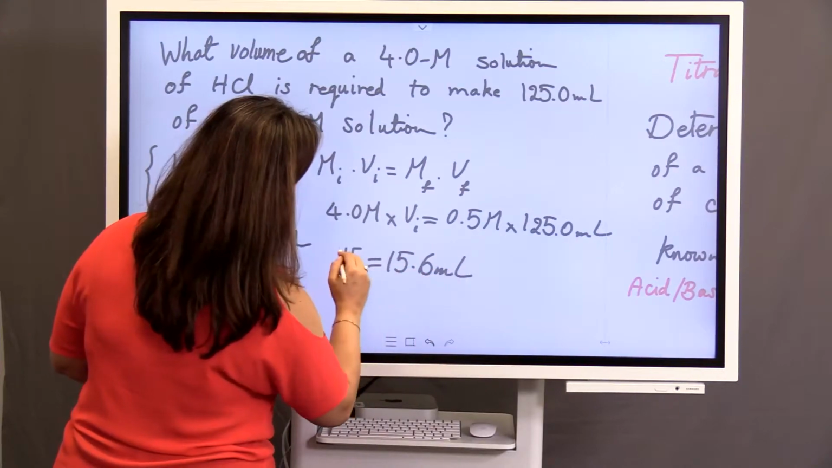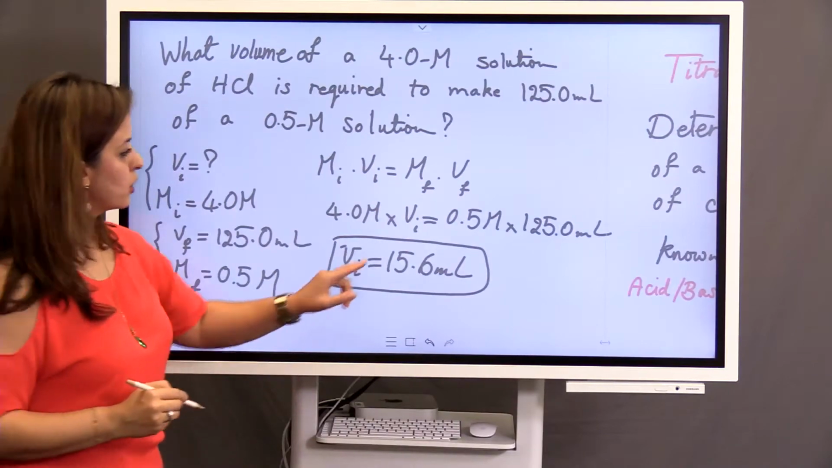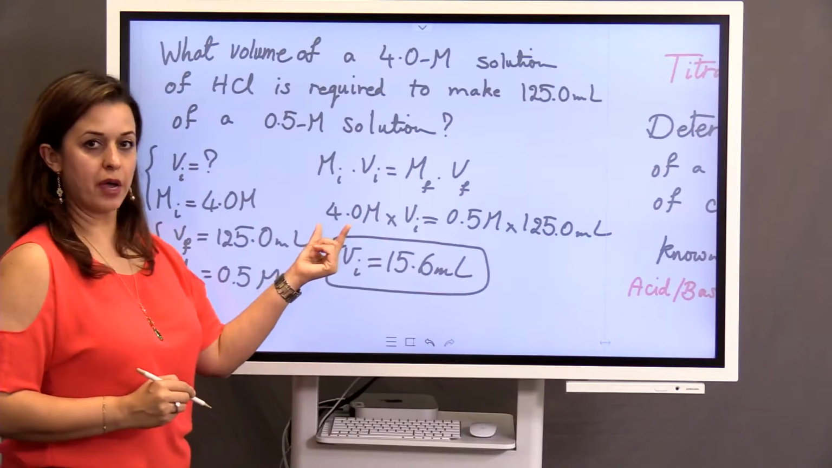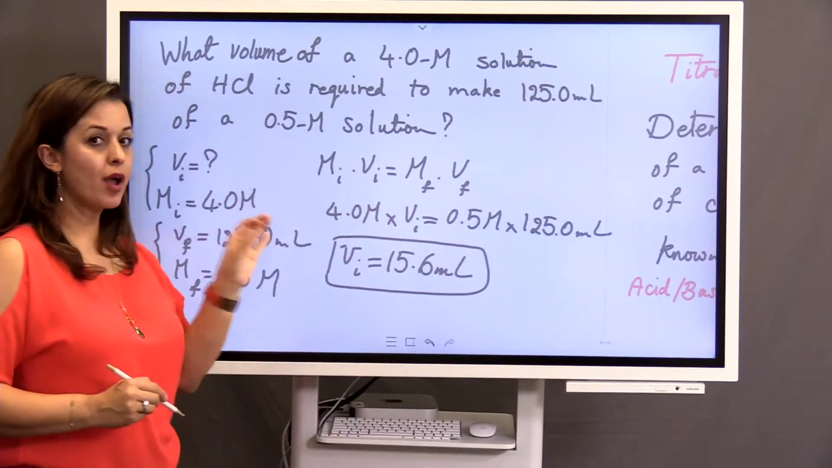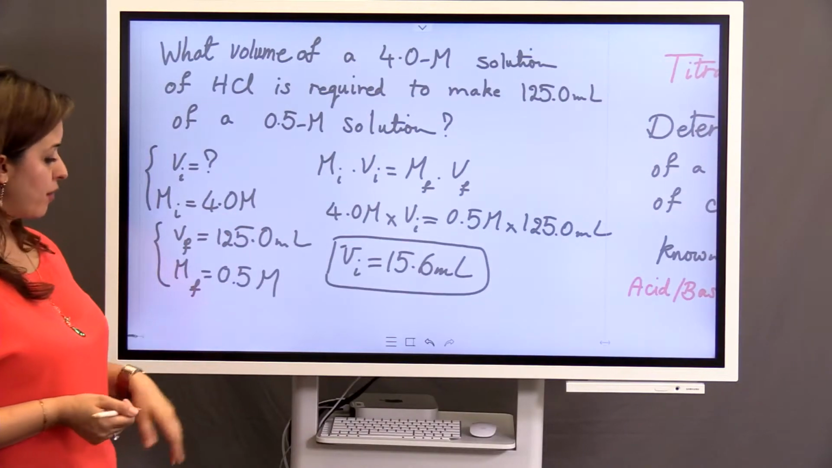I hope I haven't made any mistake. Please double check the calculation. So it's 0.5 times 125 milliliters divided by 4, right? The known side divided by the unknown side. So that's the dilution type of problem.